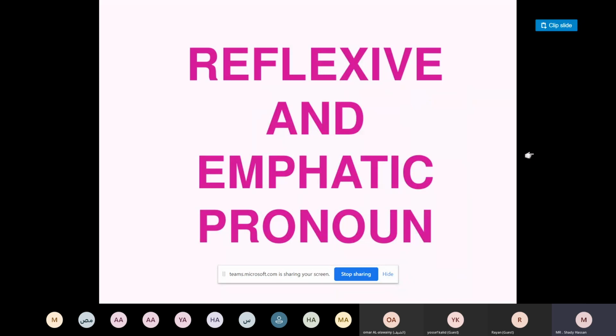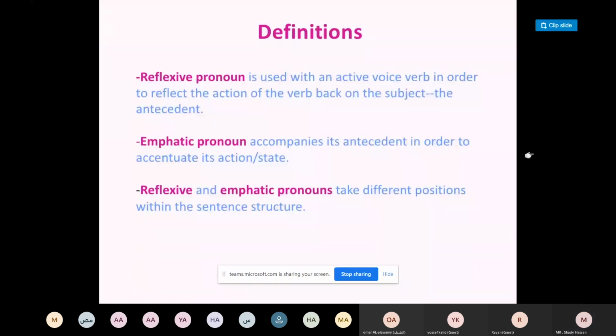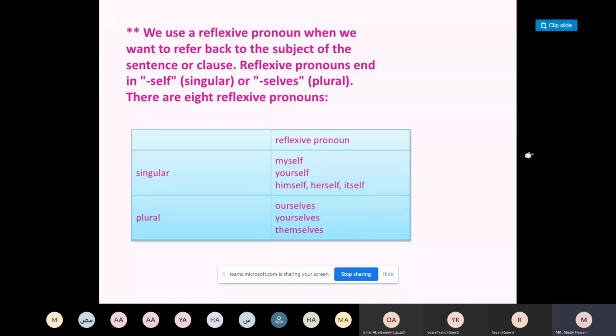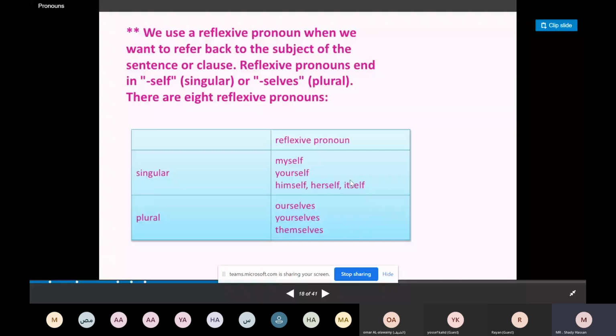Next category, reflexive and emphatic pronouns. They are the same pronouns, but when you use the pronoun determines if it's reflexive or emphatic. Myself, yourself, himself, herself, itself for singular, ourselves, yourselves, themselves for plural.